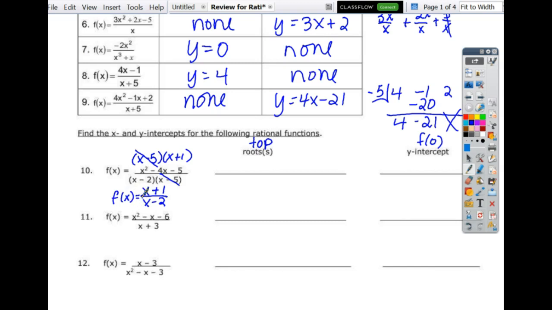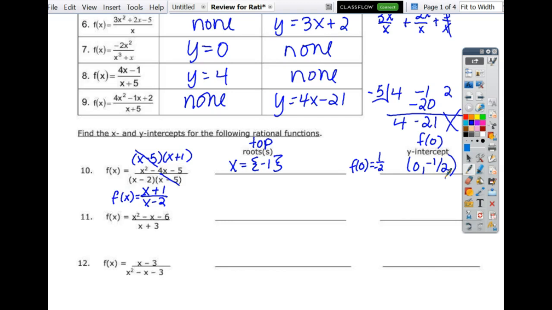So now I can get my roots, and that comes from the top. And the top, my roots would be x equals -1. So my f of 0 is going to be 0 plus 1 over 0 minus 2. So I get 0 and -1/2. Yes or no? I just took the 0 and put it in the reduced function where there's an x.